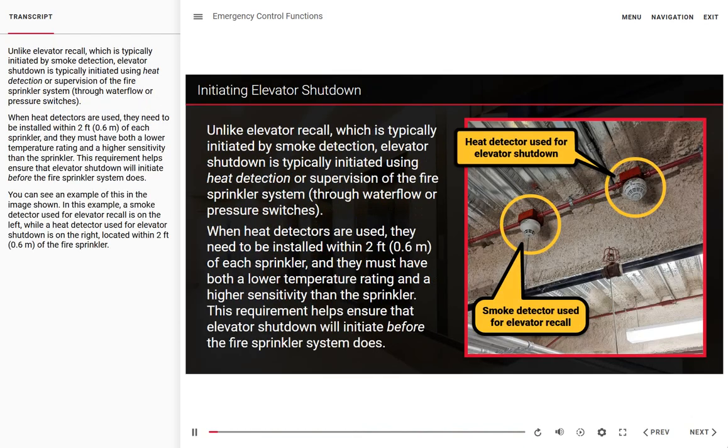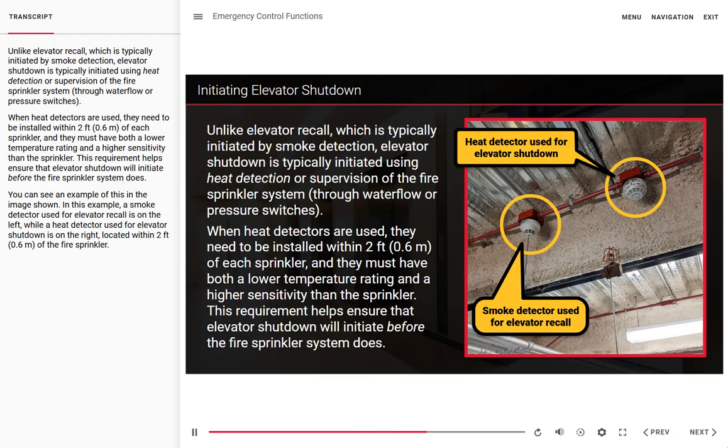Unlike elevator recall, which is typically initiated by smoke detection, elevator shutdown is typically initiated using heat detection or supervision of the fire sprinkler system through water flow or pressure switches. When heat detectors are used, they need to be installed within 2 feet or 0.6 meters of each sprinkler, and they must have both a lower temperature rating and a higher sensitivity than the sprinkler. This requirement helps ensure that elevator shutdown will initiate before the fire sprinkler system does.